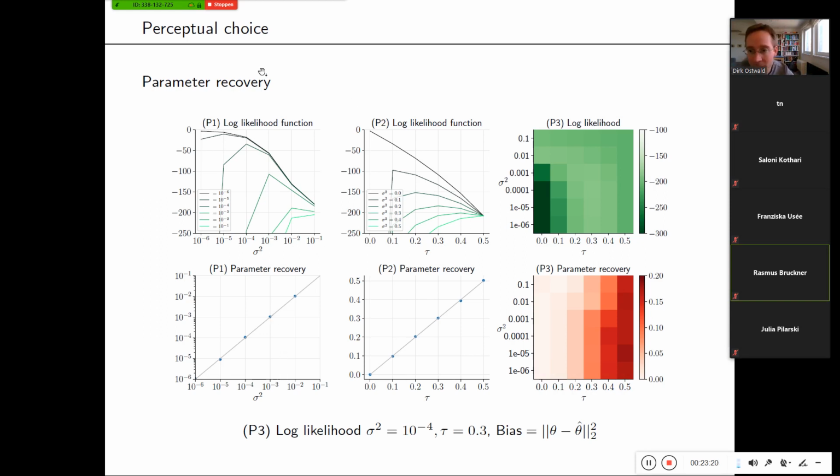Okay, so what do we have here? So this is now data generated with our P1 model that has this free perceptual uncertainty parameter, and it's generated with a perceptual uncertainty parameter of -6, so fairly certain, to -1, so fairly uncertain. And the question is, if we look at the log likelihood function, the average log likelihood function over many participants, where does this log likelihood function have a maximum, or first of all, how does the log likelihood function look?